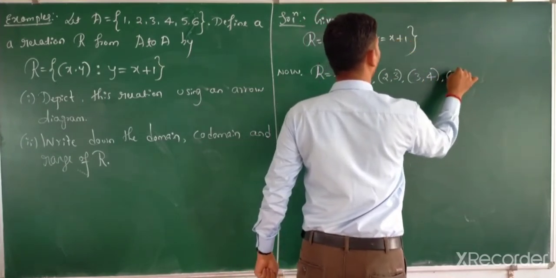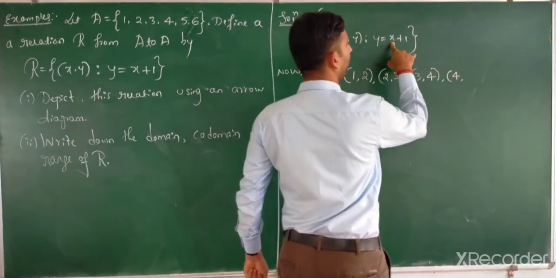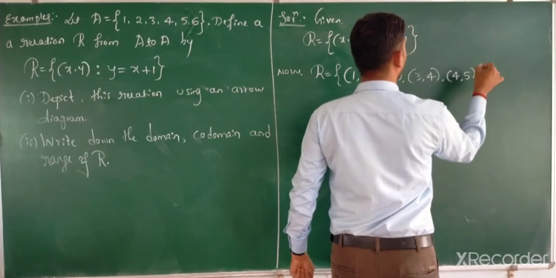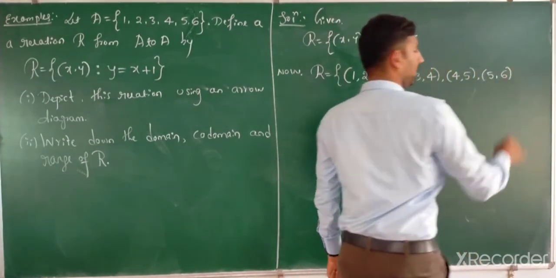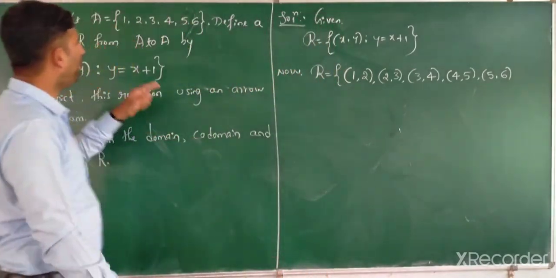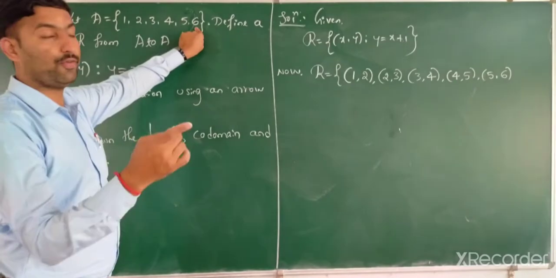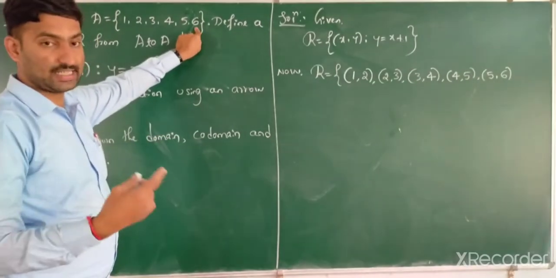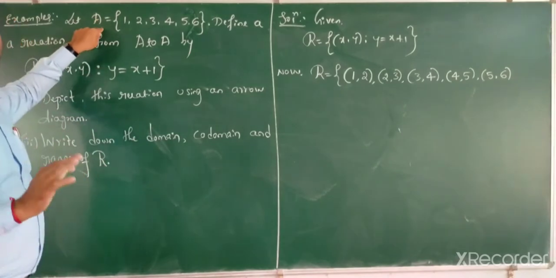If x is equal to 4, y is equal to 4 plus 1, that is 5. After that 5, after that 6. Here my question is, if you put the value of x as 6, then y becomes 7. The x and y values should be in the values of capital A itself.